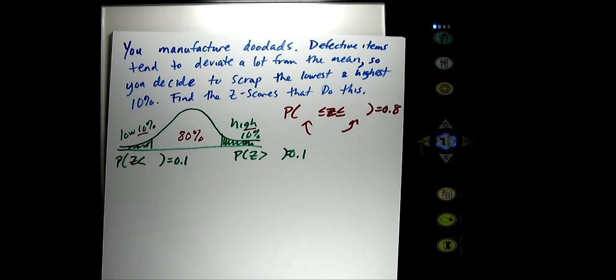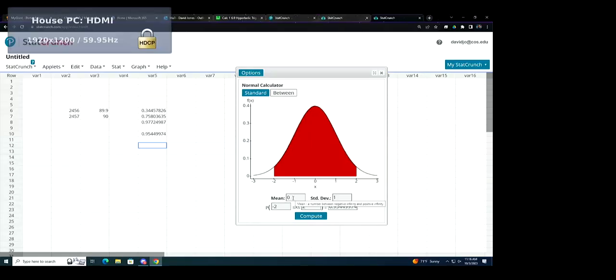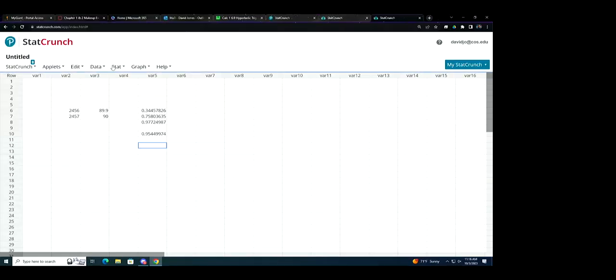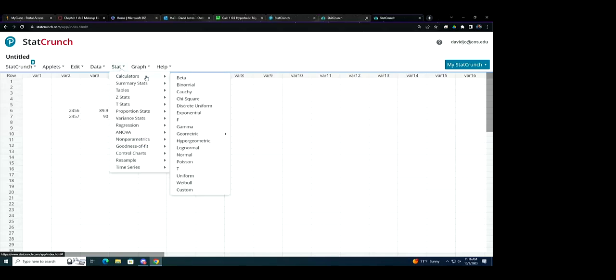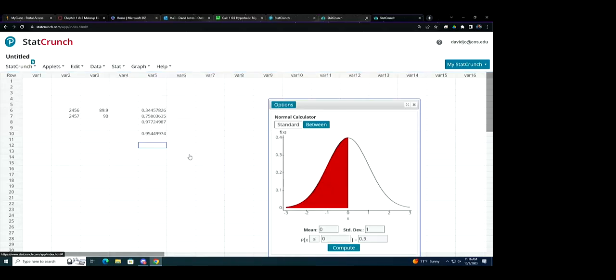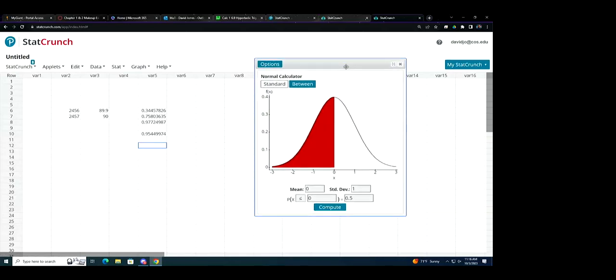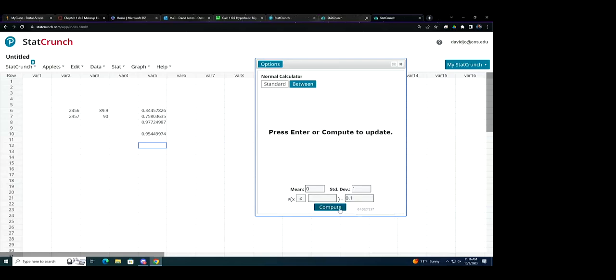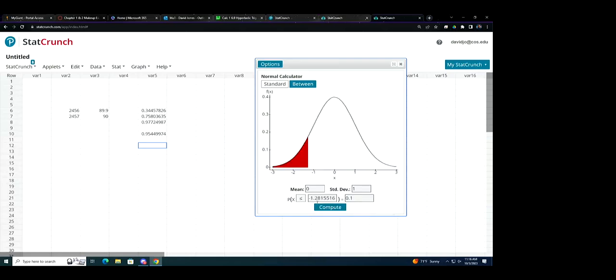All right, let's come over and look at it on StatCrunch. I'll start from scratch because it's helpful to see it a few times. Stats, calculators, normal. I could do less than 0.1, and it gives me negative 1.28. I'll write that down over here.